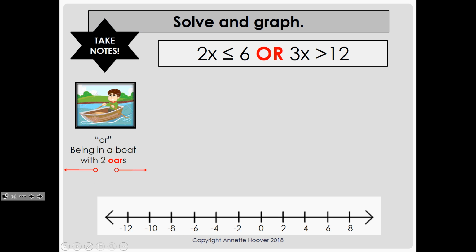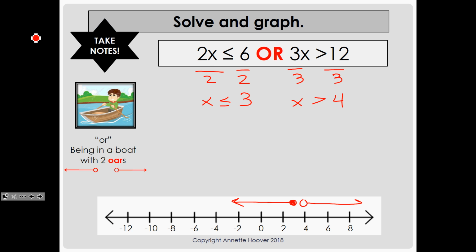On this example, again, we have an OR statement. Simple one-step equations. We're going to divide both sides by 2 here. We have x is less than or equal to 3. So if we were to graph that, x is less than or equal to 3, we go to 3 with a circled in dot and go less than. On the other one, we divide both sides by 3, and we see that x is greater than 4. So we go to 4, circle dot, going to the right.